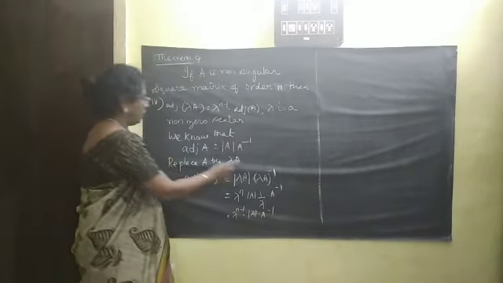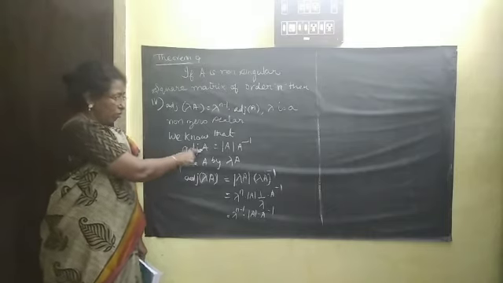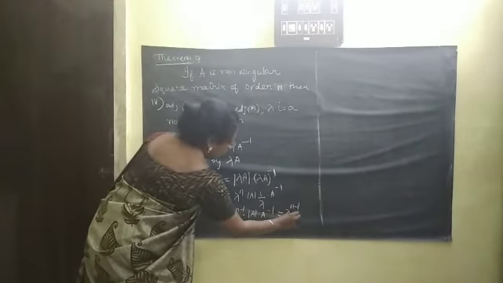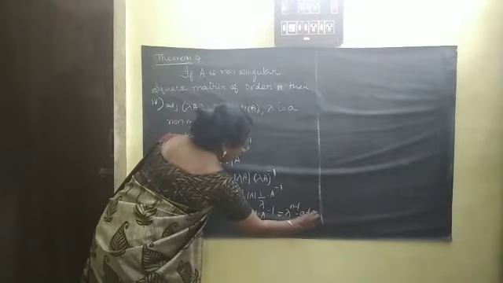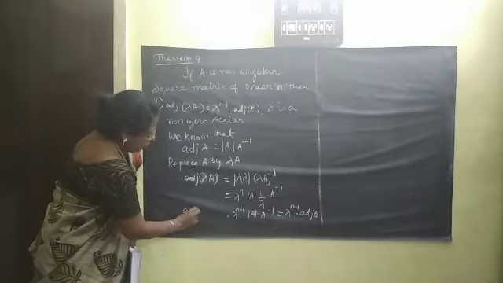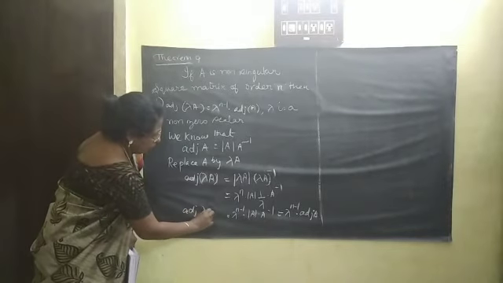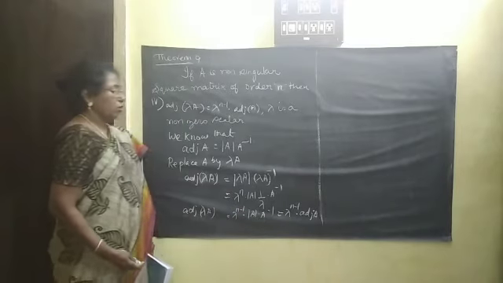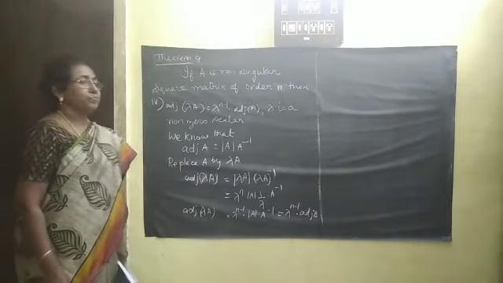Determinant A into A inverse is nothing but adjugate of A. So this is equal to lambda power n minus 1 into adjugate of A. Adjugate of lambda A is equal to lambda power n minus 1 into adjugate of A.